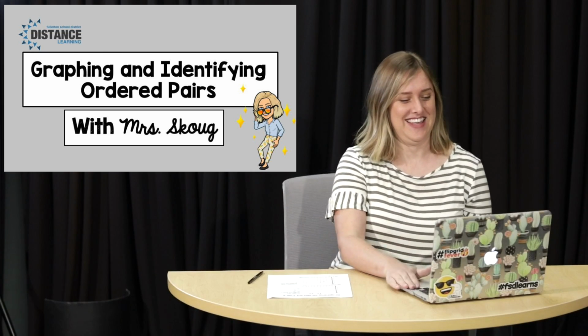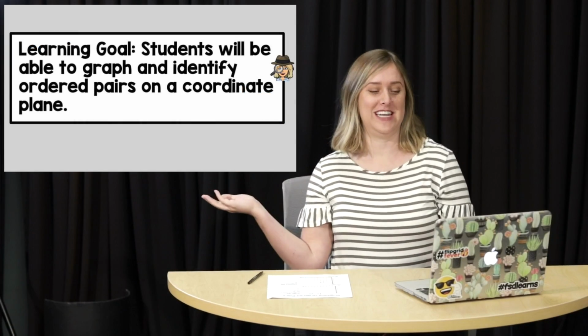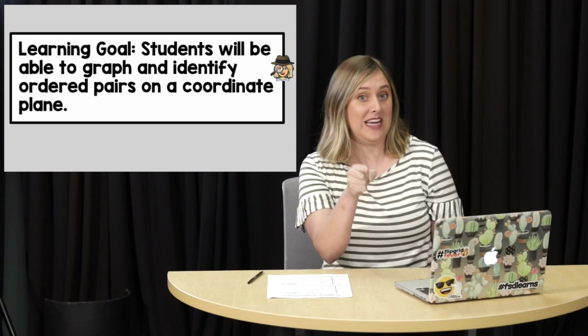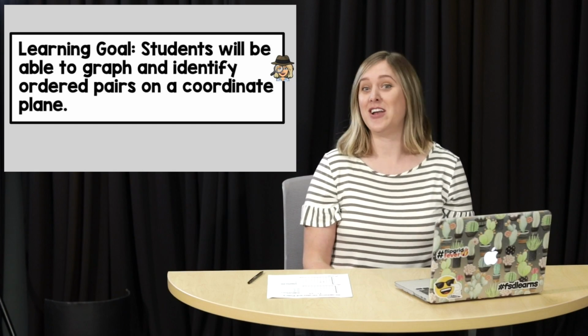Hi everybody, this is Mrs. Skoug, and I'm here to teach you something really cool in math. It's called graphing and identifying ordered pairs. So this is our learning goal for today. Students will be able to graph and identify, that means to be able to point and name it, ordered pairs on a coordinate plane.